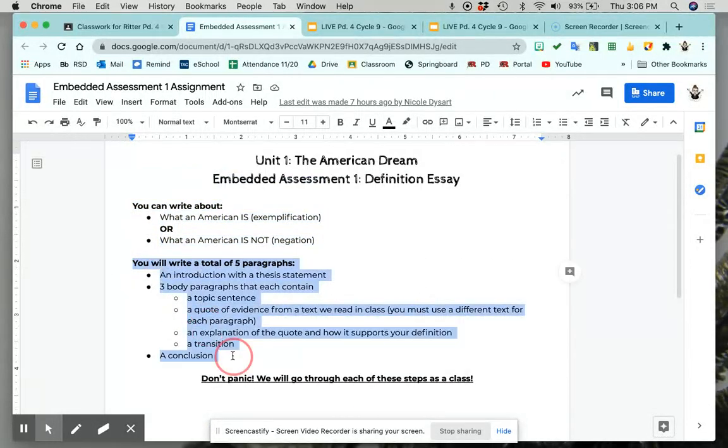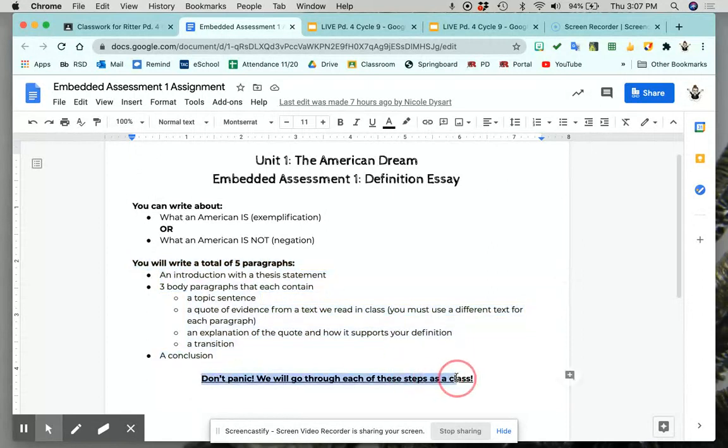So there are going to be 5 paragraphs in this essay. The first one will be your introduction, and it will contain a thesis statement. The next 3 will be your body paragraphs. Each one of those will contain a topic sentence, a quote of evidence from a text we have read in class. You must use a different text for each paragraph, so you will have a total of 3 texts in your paper. You need an explanation of the quote and how it supports your definition, and a transition sentence that leads into the next paragraph. And finally, you will need a conclusion at the end.